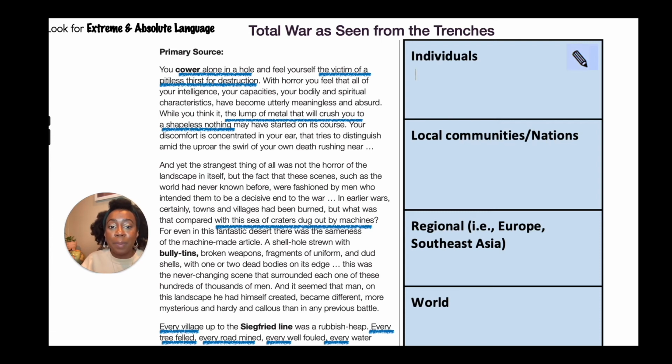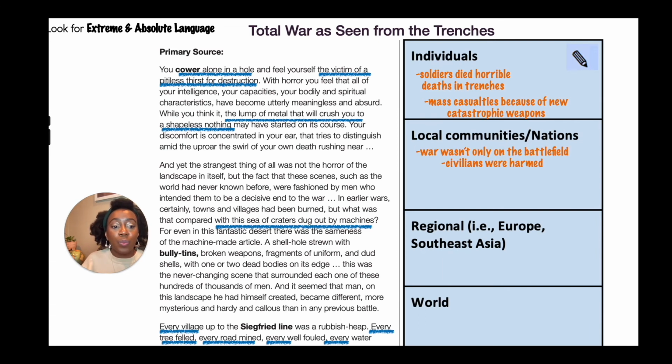What can we say about individuals? Soldiers died horrible deaths in trenches. There were mass casualties because of new catastrophic weapons. War wasn't only on the battlefield. Civilians were harmed. Cities were attacked. There was heightened nationalism, and the world was dragged into war.